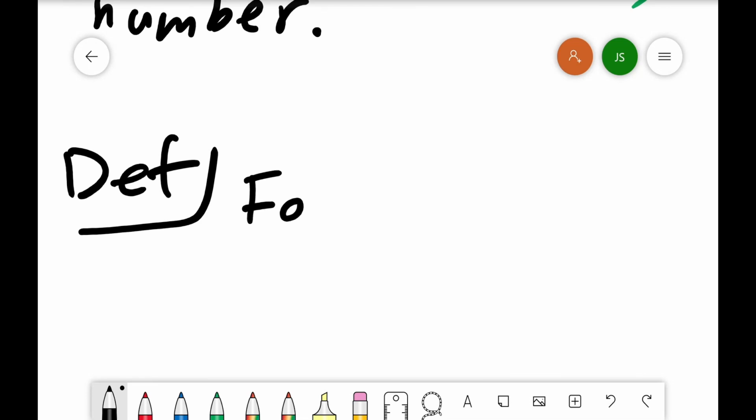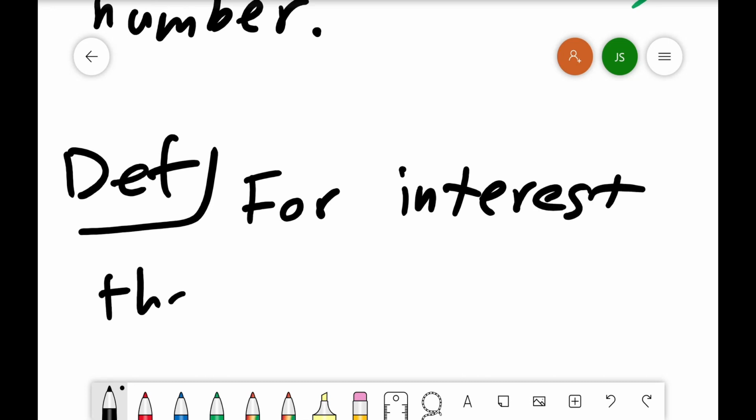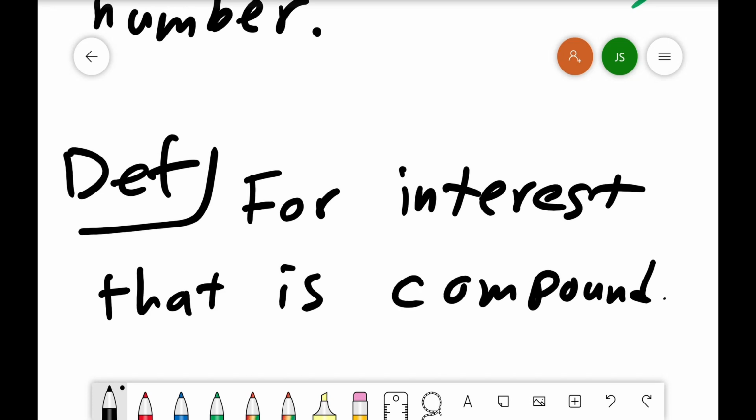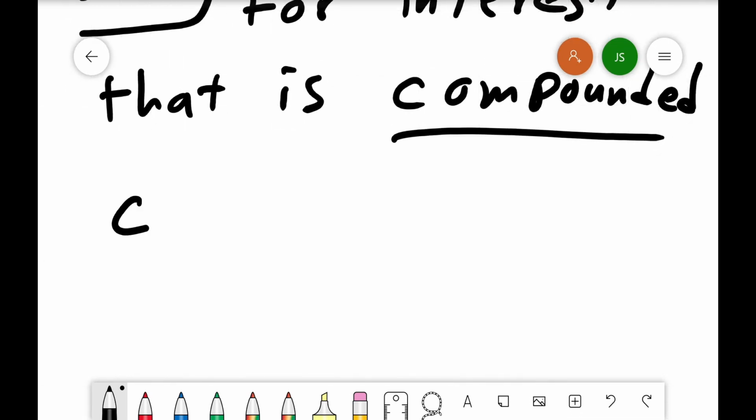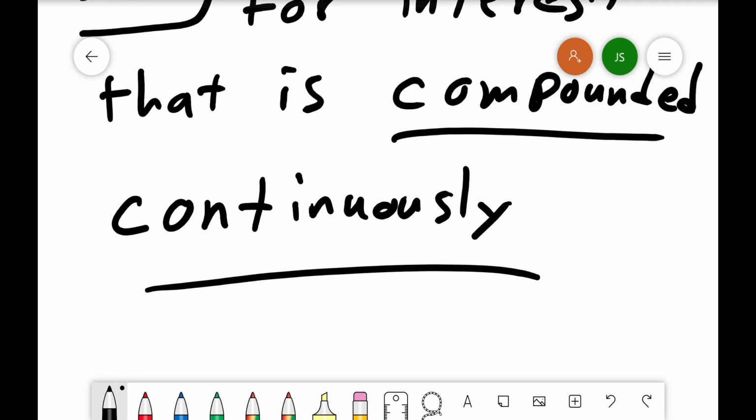For interest that is compounded continuously. So for the other types of problems, you're going to hear compounded some number of times per year. If you see this word in an exponential problem, continuously, it is a safe bet that we're talking about the number e here.